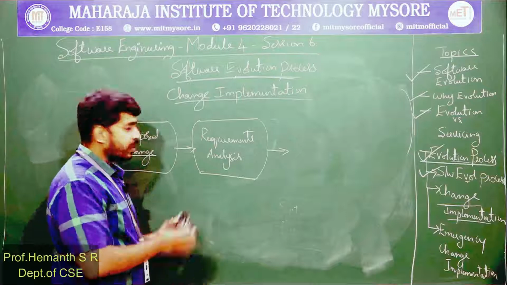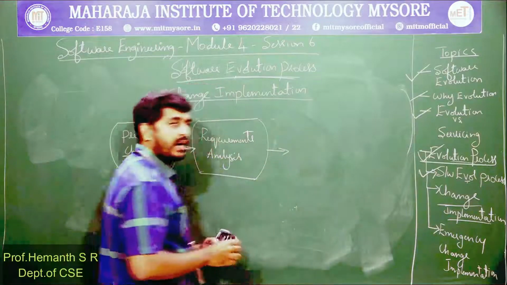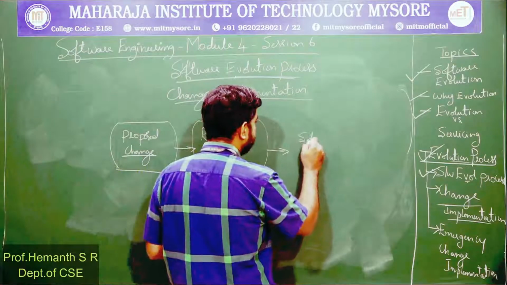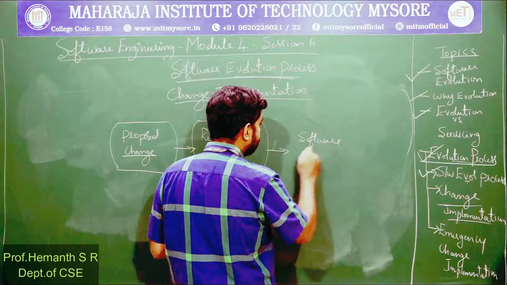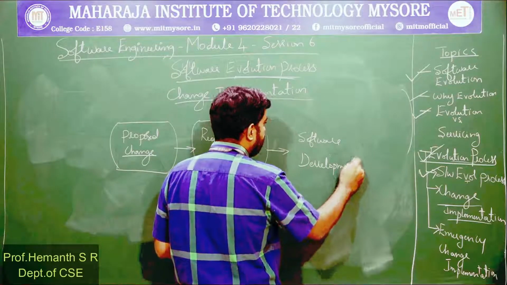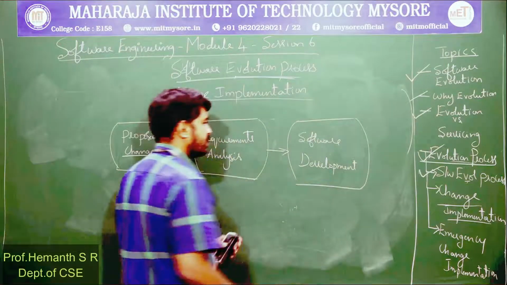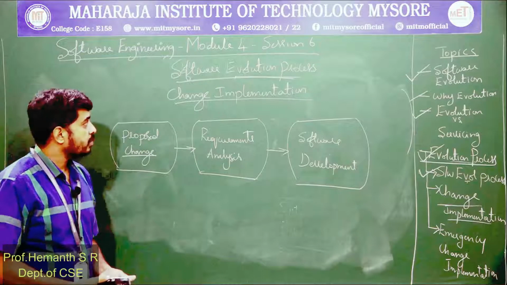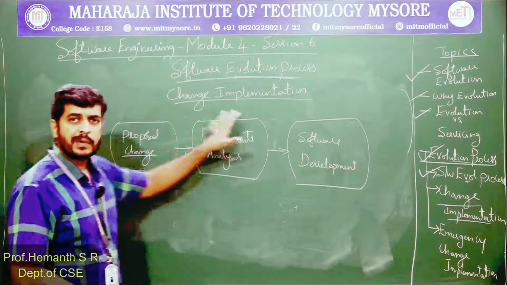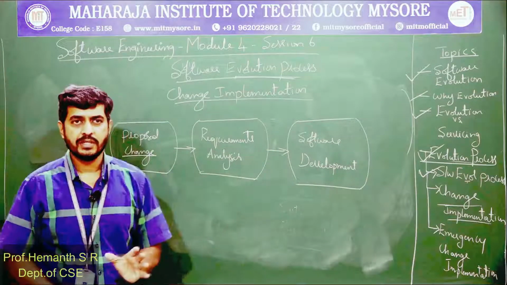So we consolidate those requirements. And once we are done with this, we go with the development. So the point here is there are a few steps or stages within change implementation. What is that we are trying to understand through this graphical illustration?